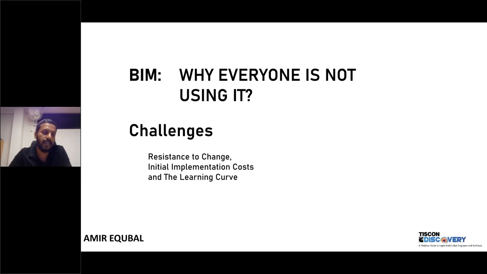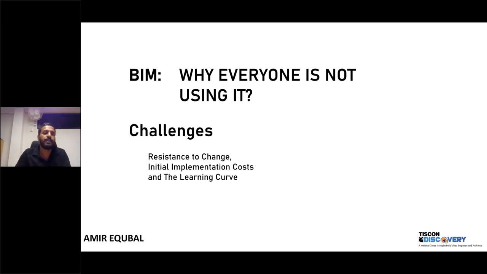Second, initial implementation cost. Like I said, it is not the case essentially now, but still, because the cloud-based systems and their subscriptions are quite high nowadays in the Indian context, that can be a secondary challenge to adopting BIM.